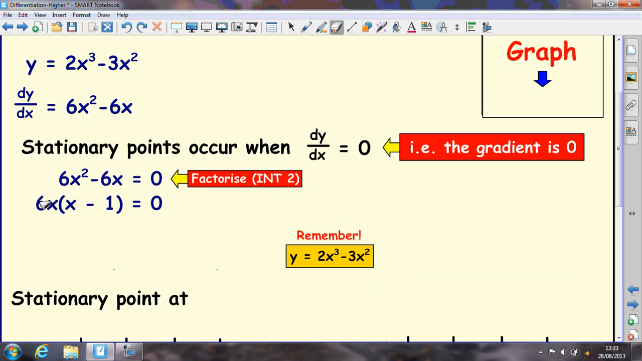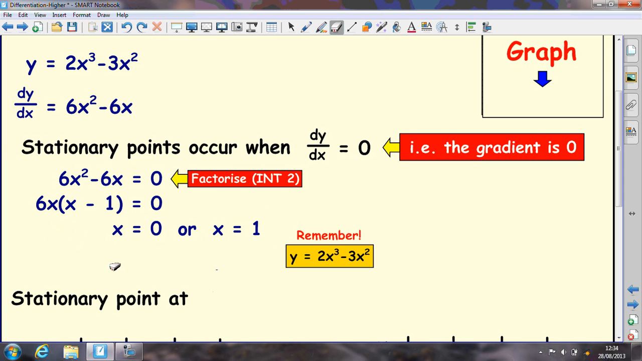We can now solve this, so x can either be 0 outside the bracket, because you'd get 0 times negative 1, and that would come out as 0, or x could be 1, because you'd have 1 take away 1, which makes 0 in the bracket, and that would be 6 outside, so 0 times 6, that would be 0 as well. So 0 or 1. So we've got two stationary points this time.